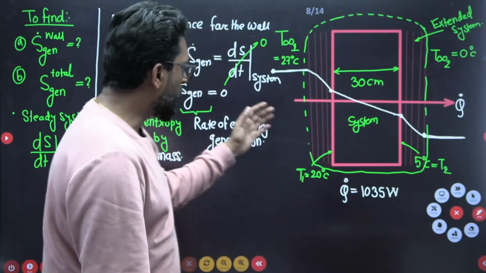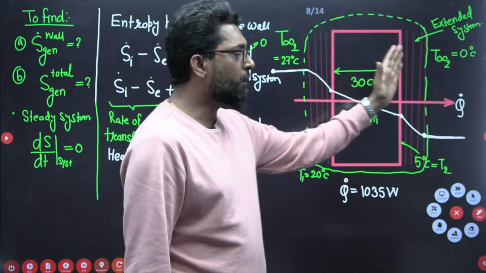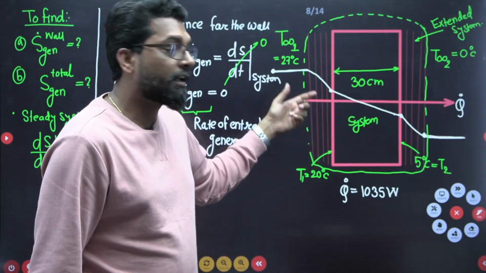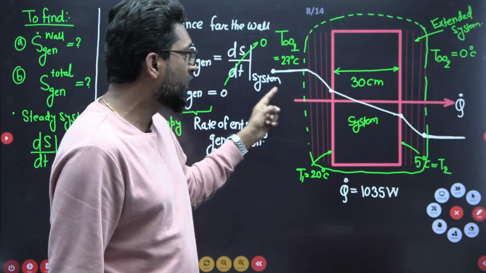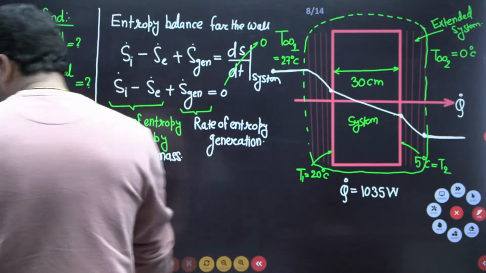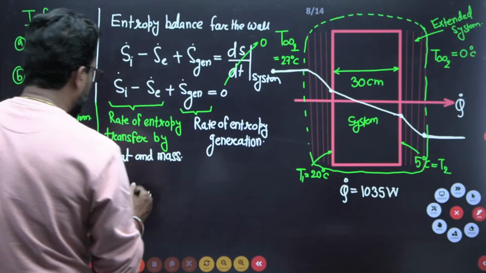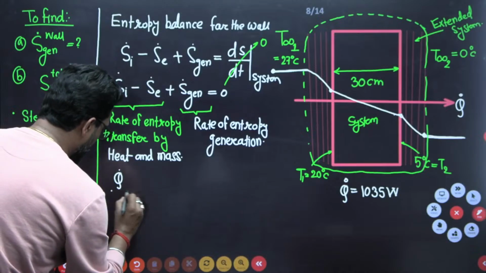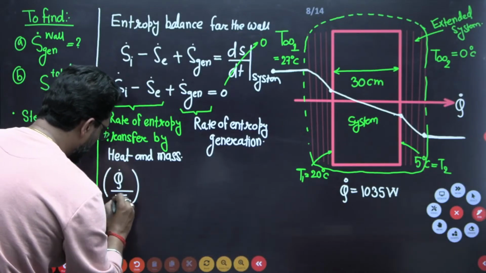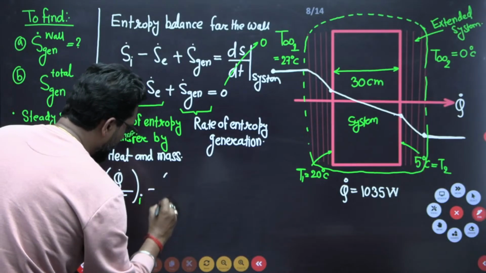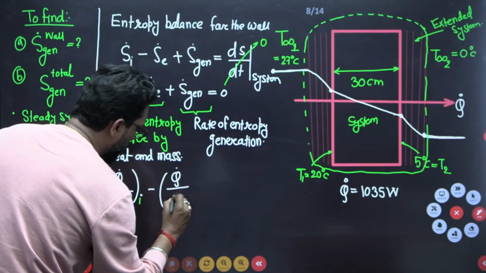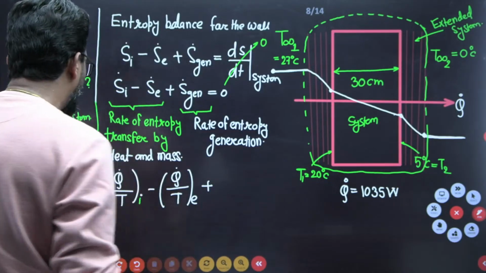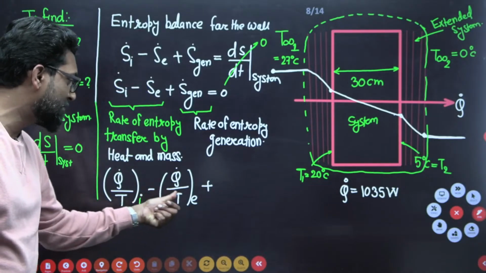So what is the entropy heat in and what is the entropy out? Heat transfer divided by the temperature, and what is the temperature? Temperature of a boundary across which the heat will transfer. So if we write Qi, heat transfer divided by T, it is your in, minus the same heat out divided by T at exit, plus... and what is this temperature? Temperature at inlet and temperature at exit.